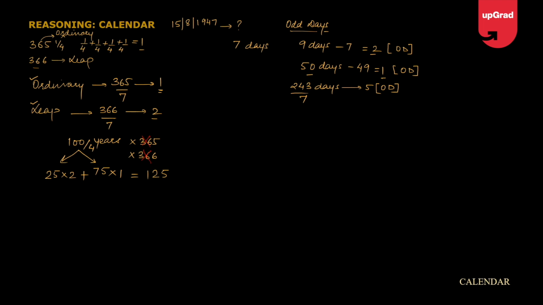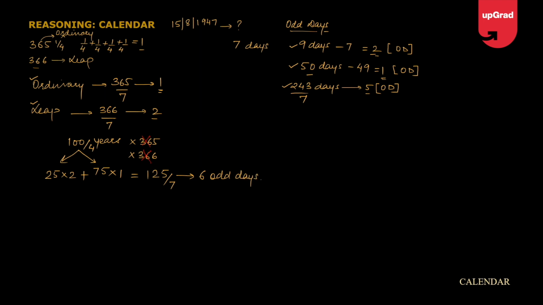I would say no. Why? Because if you look at our examples, when there were 9 days, we divided it by 7 to get 2 odd days. When there were 50 days, we divided it by 7 to get 1 odd day. When there were 243 days, we divided it by 7 to get 5 odd days. Why? Because the moment the number becomes greater than 7, it will form a week. And therefore, it is not possible to have more than 7 days as odd days. So over here also, because we are getting 125, we have to divide it by 7 to get 7 ones are 7, 55, 7 sevens are 49, 6 odd days.